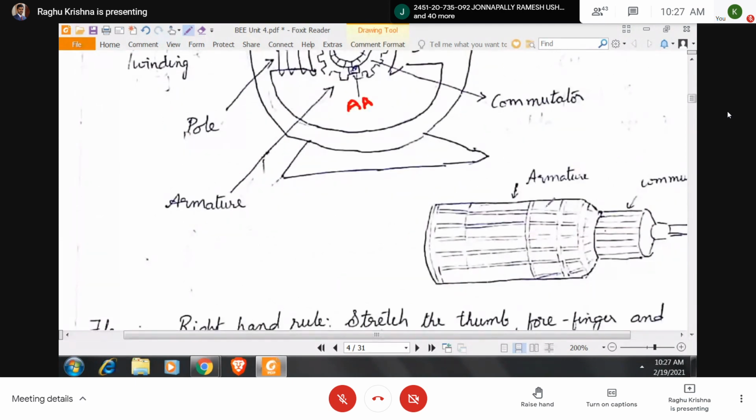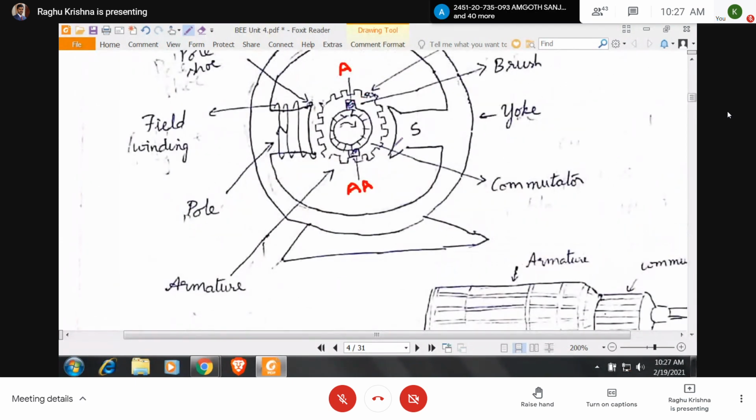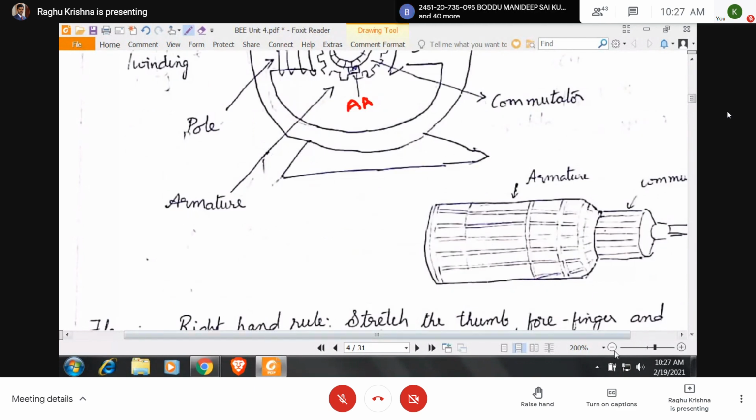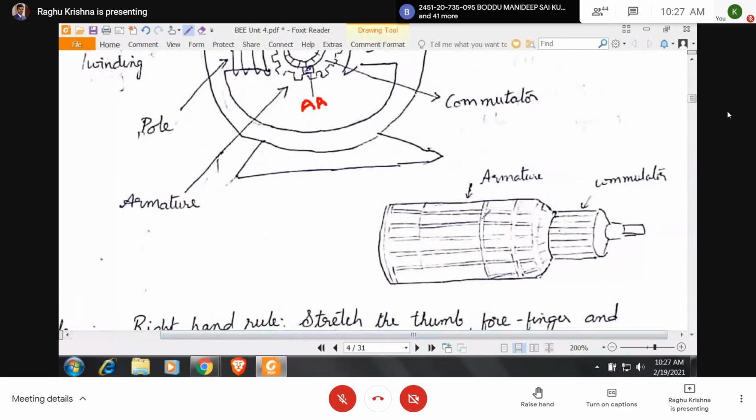So you can see the armature here. This is the cross-sectional view. This is the side view of the armature and commutator. The armature is the rotating part, and on the armature you are going to have the armature slots. On the armature slots you are going to have the armature conductors, and these armature conductors are connected to form the armature winding. The armature winding is connected to the commutator. The commutator will convert AC to DC.